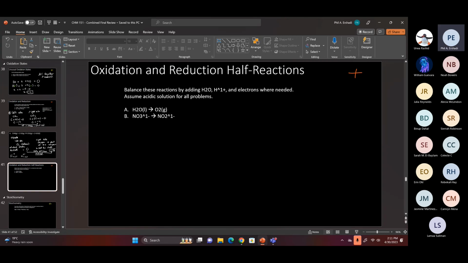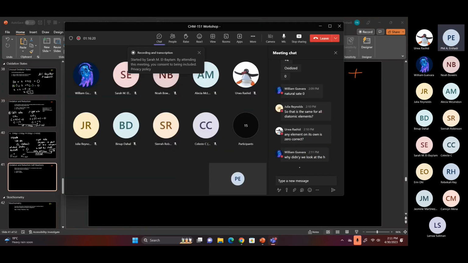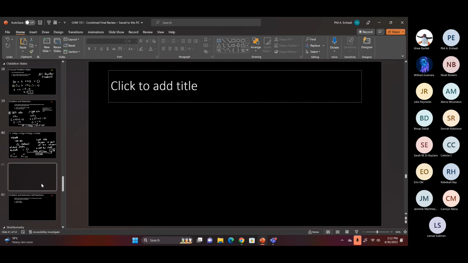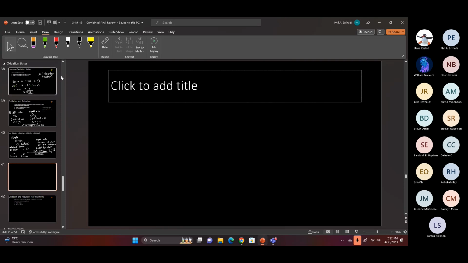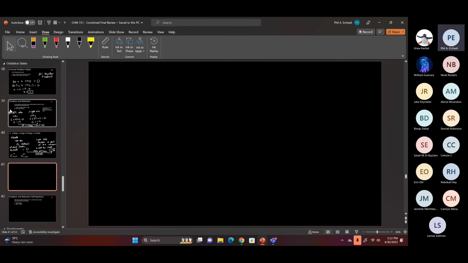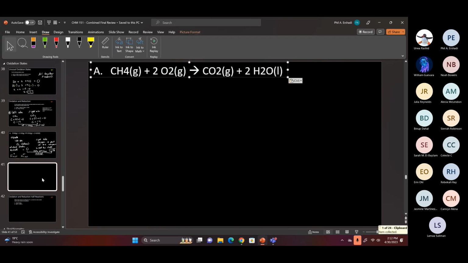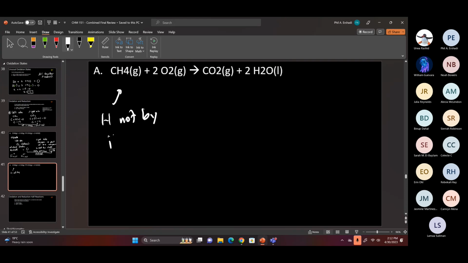Now, here I've got some examples for oxidation and reduction half reactions. Oh, question in the chat. Why didn't we look at the H? I'll show you why we didn't look at the H. And I'll prove that we didn't have to. So again, we'll make a copy of this equation. So now, do you see how H is not by itself here? That means it's a +1.